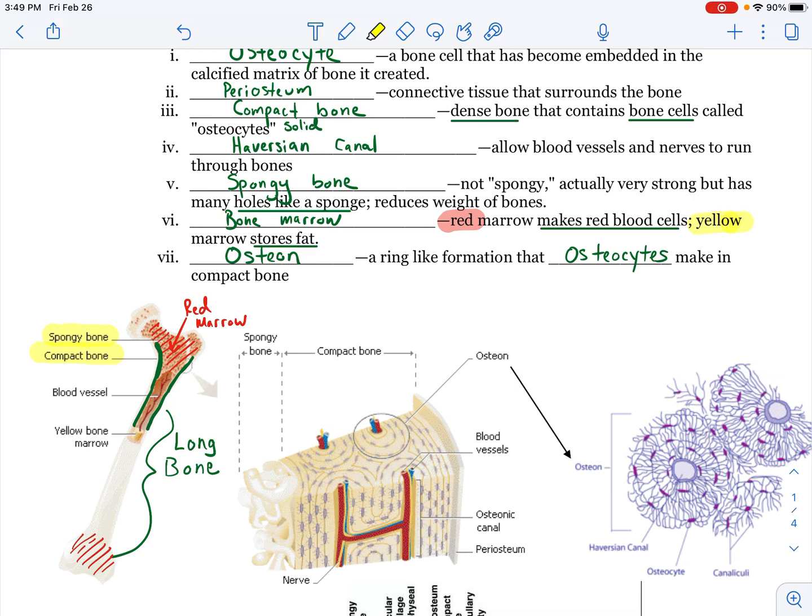And then yellow marrow would be found running down the center of the bone, which is also called the shaft. So the red marrow would be found toward the ends of the bone where there is spongy bone, and the yellow marrow would be running down the middle, not in the spongy bone area.